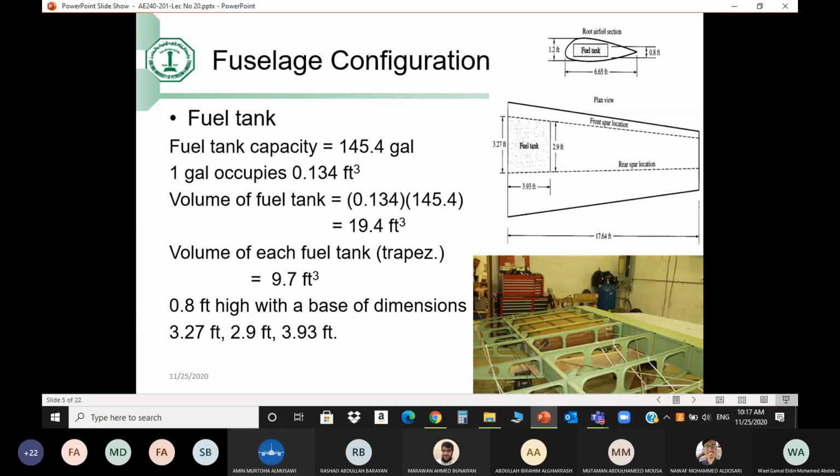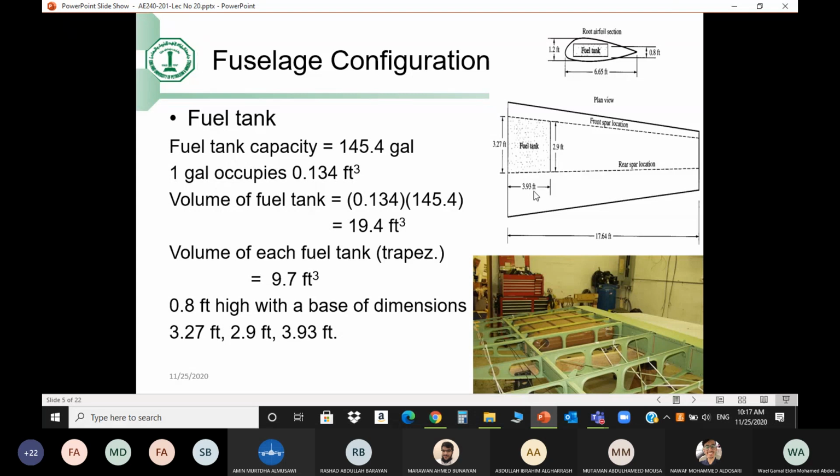Okay. Now, how big is the fuel tank? It was 145 gallons, converting it to cubic feet, and that's the conversion factor. Gives me 19 cubic feet. Since I have 2 halves of the wing, I will have 1 tank here and 1 tank here. So half of this is 9.7. So I need the length that will give me a volume of 9.7 cubic feet.